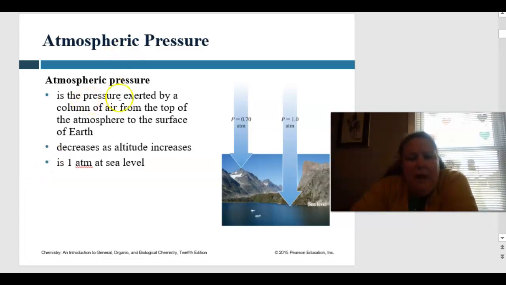Anyway, atmospheric pressure is the pressure exerted by the column of air from the top of the atmosphere to the surface of the Earth, and it decreases as altitude increases. So 1 atmosphere of pressure is met at sea level. You can see at sea level we're going to have a P of 1 atm, whereas higher up in the mountains we're going to have a P of about 0.7.